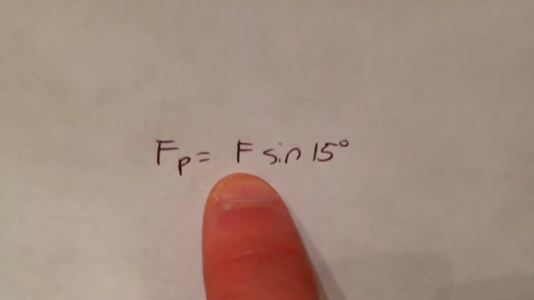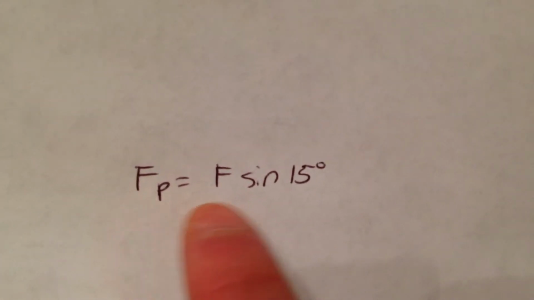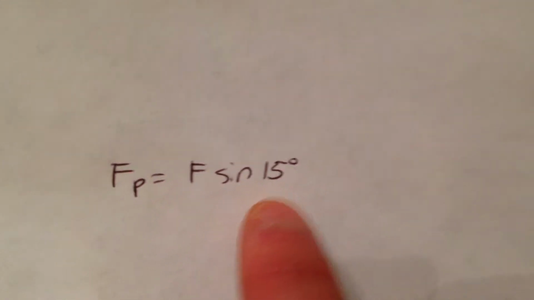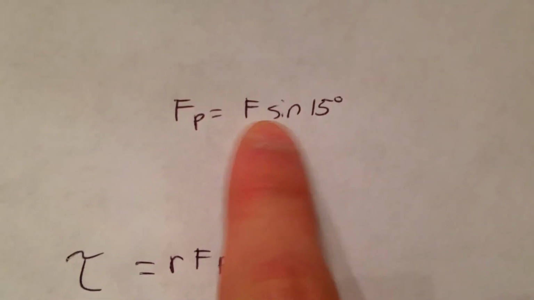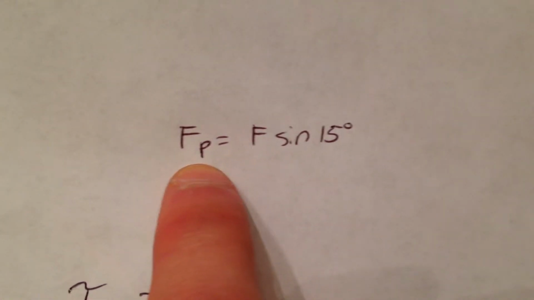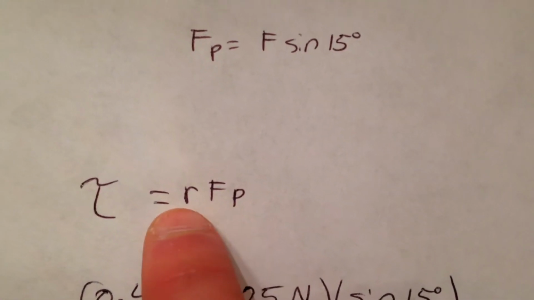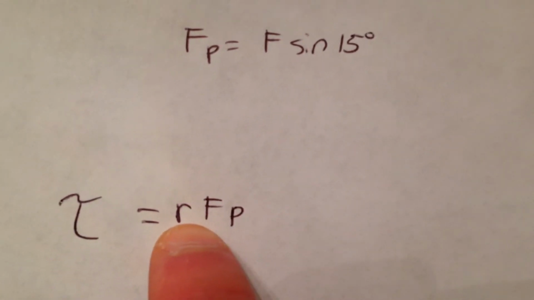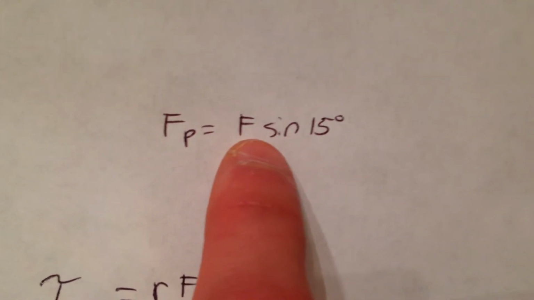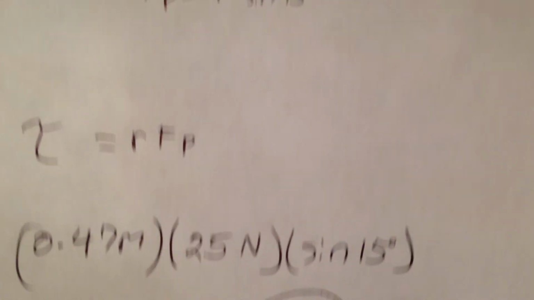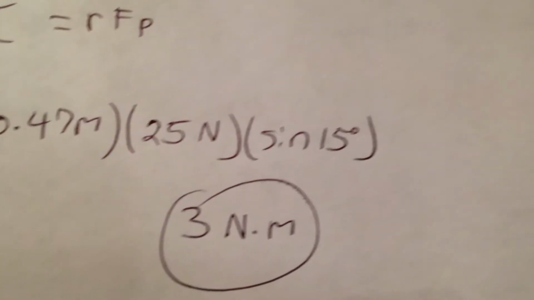So I went ahead and it's just what is the perpendicular force? It's the force multiplied by the sine of 15 because it's opposite the angle, sine. Since we know what the perpendicular force is, we can plug it in here. So the radius we know, and we just convert it to 0.47 meters, and then that perpendicular force, which happens to be the force multiplied by sine of 15, is the 25 Newton force and sine of 15 because it's the perpendicular force. So the torque for this one is just 3.